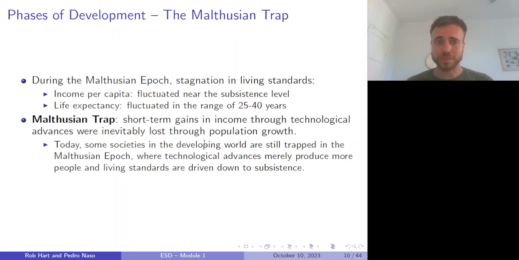Even today, some societies in the developing world, for example in sub-Saharan Africa, are still trapped in what is called the Malthusian epoch or the Malthusian trap, where technological advances merely produce more people, and then with more people, living standards go down to subsistence level because you need to feed more people.